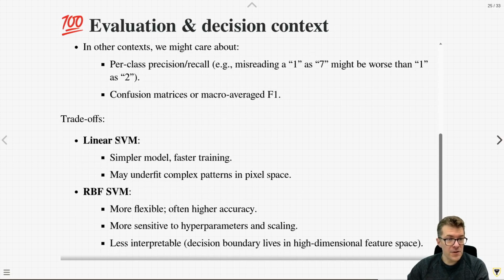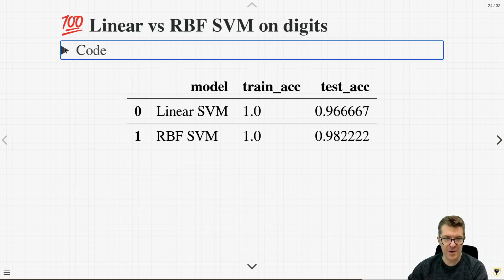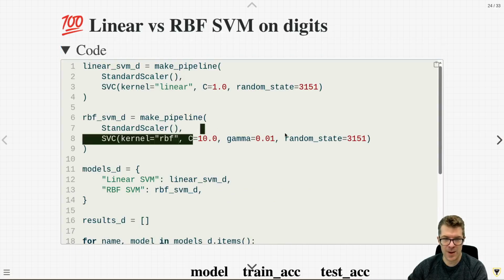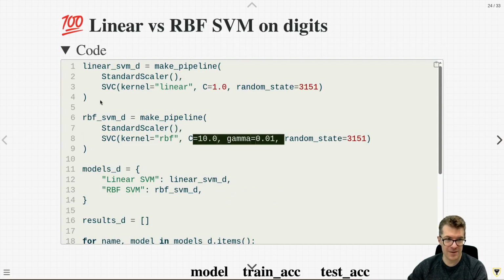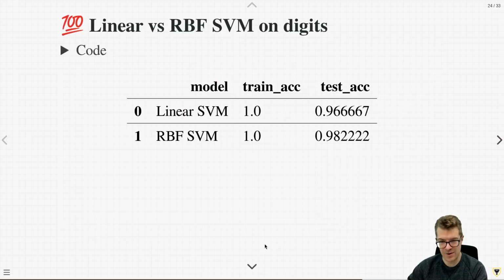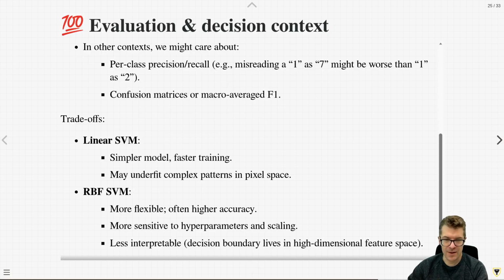There are some trade-offs. So the linear SVM is simple, it's super fast to train, but it might underfit. Again, simple models are more likely to underfit than large models. The RBF SVM ought to be more flexible, and in practice will often give you higher accuracy, but it can be more sensitive to the hyperparameters and scaling. Again, go back and mess around a little bit with the hyperparameters to see if you can get the linear SVM to have higher accuracy or F1 than the RBF. And it can be less interpretable.